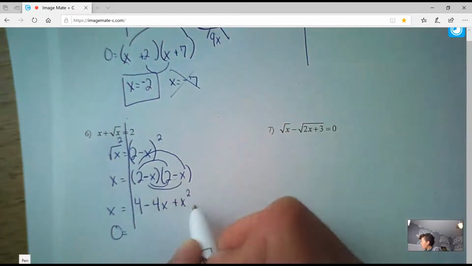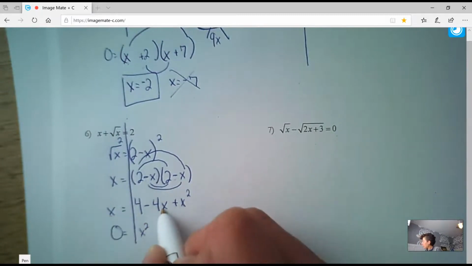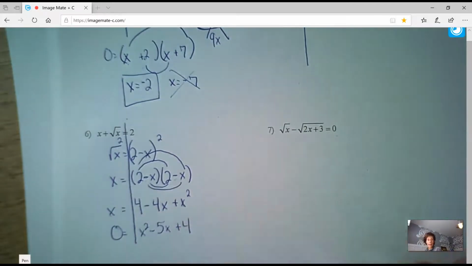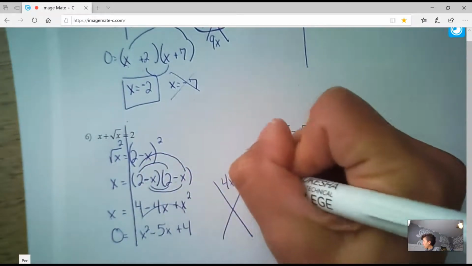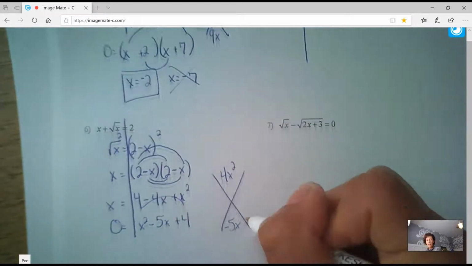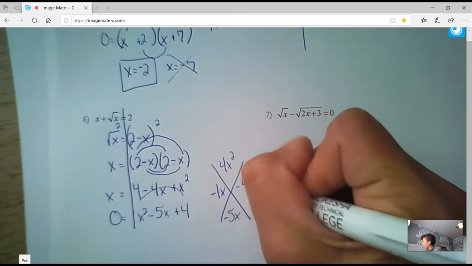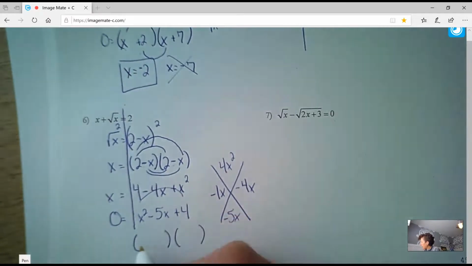So in standard form, I do want the x squared first. And when I subtract x over here, that becomes a minus 5x, and I'm just going to move the 4 to the end. And then I can factor. So I need factors of 4x squared that get me to negative 5x. Nice, easy factors. And now I will make the neighbors, or the factors. And again, x meets x to make x squared.